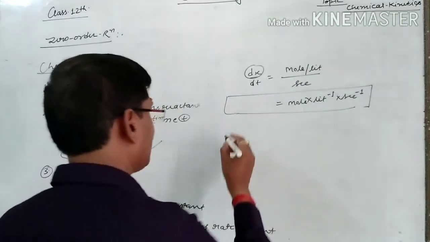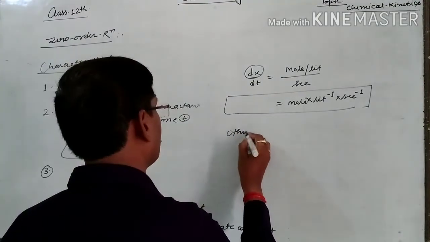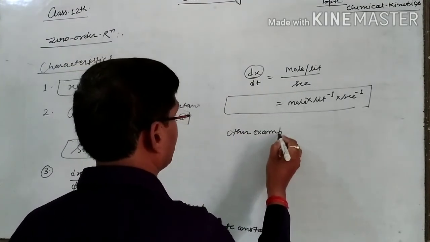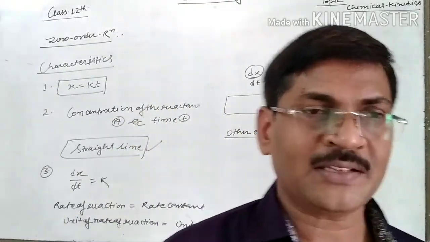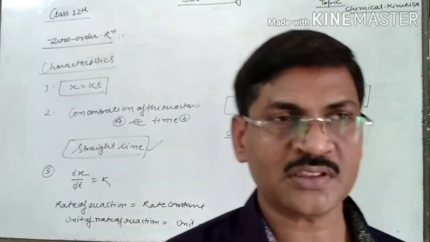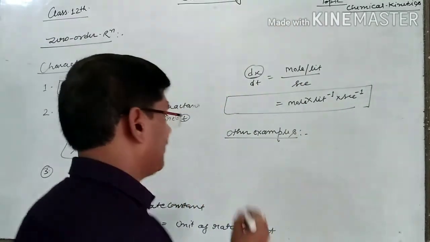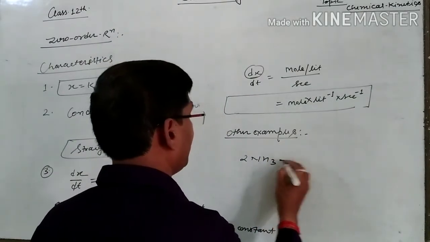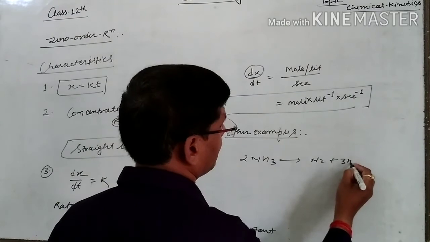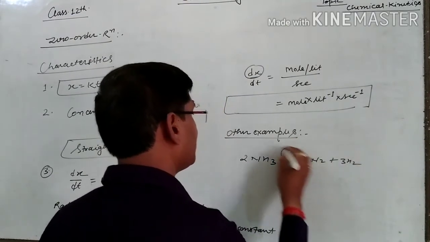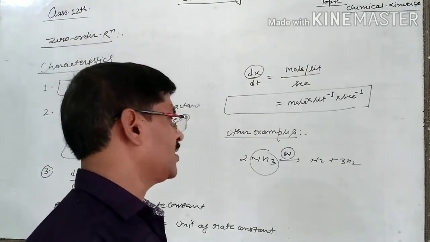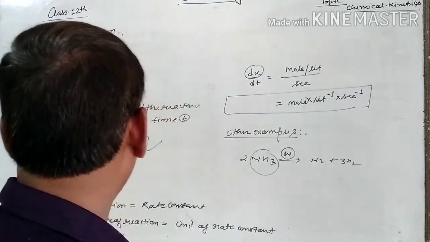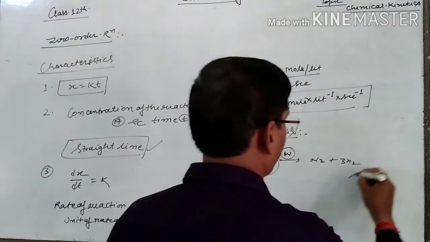After that, some other examples of zero order. All of you have seen the method of preparation of ammonia by the Haber process. The reverse of that, I have taken 2NH3, it will give N2 plus 3H2 in presence of tungsten catalyst. As you see, dissociation of ammonia gives 1 molecule of nitrogen gas and 3 molecules of hydrogen gas, and this is also in the category of zero order reaction.